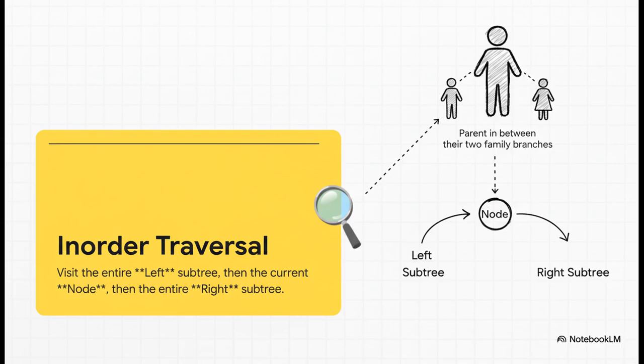All right, number 2 in our trio is in-order traversal. The rule just shuffles around a bit. Now it's left, node, right. So what does that mean? It means you explore the entire left side first, then you visit the parent node, and only then do you head over to the right side. The parent is visited in between its children.